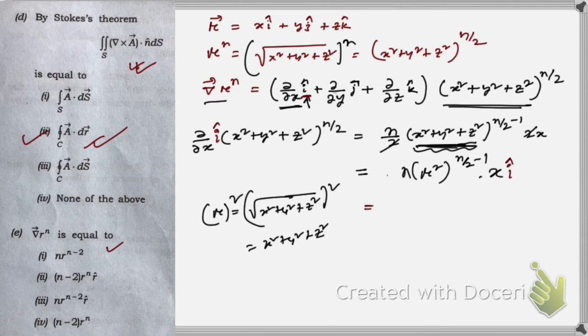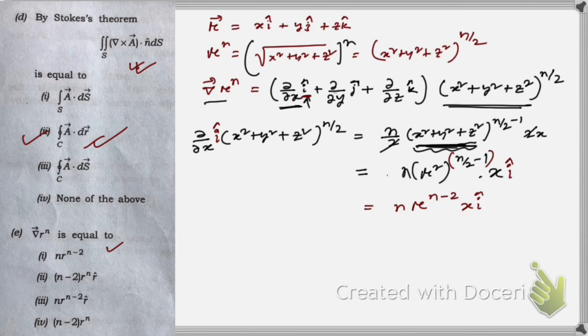So then n r to the power, if you multiply this power with this, then what you will get is n minus 2 x i cap, right? That's what we should get. So similarly you can find if you differentiate this with respect to this, right?